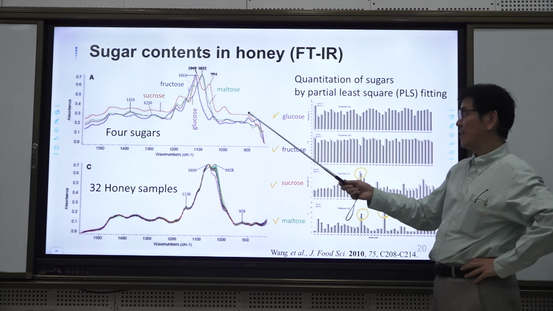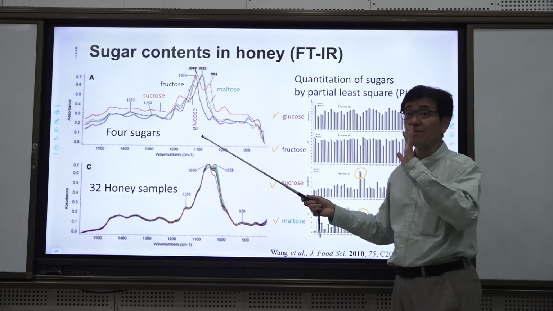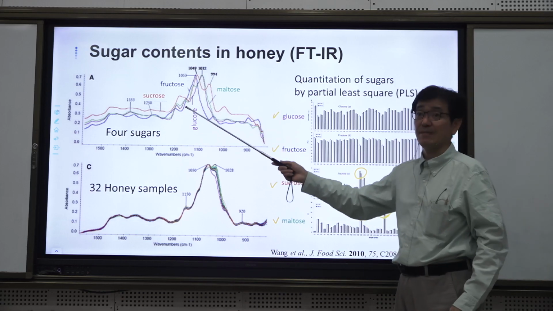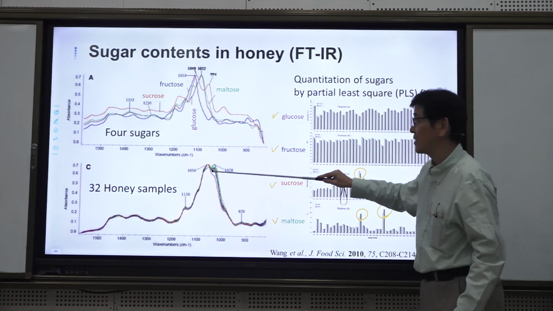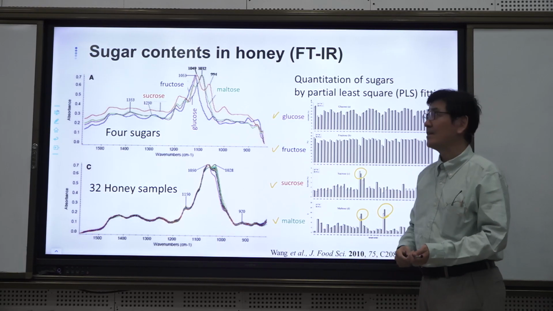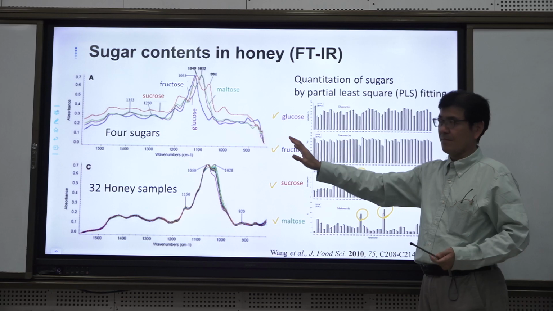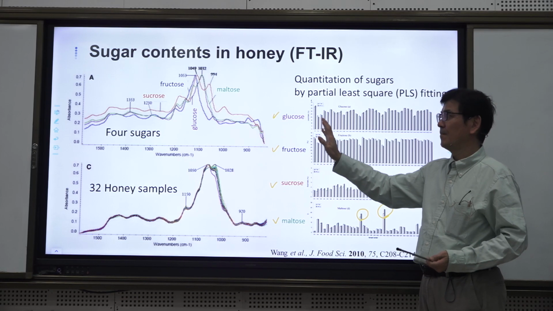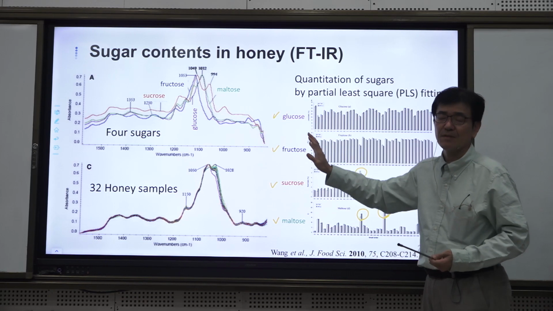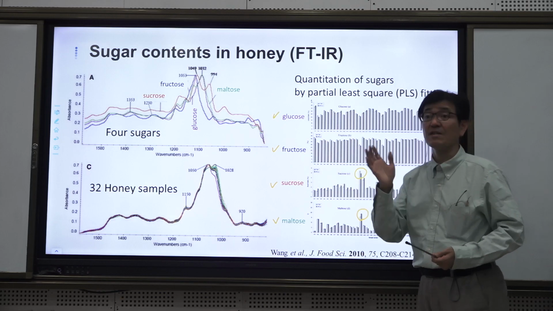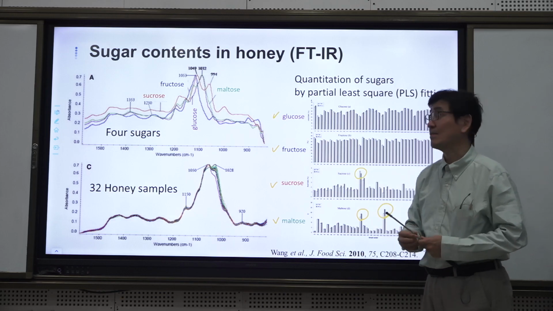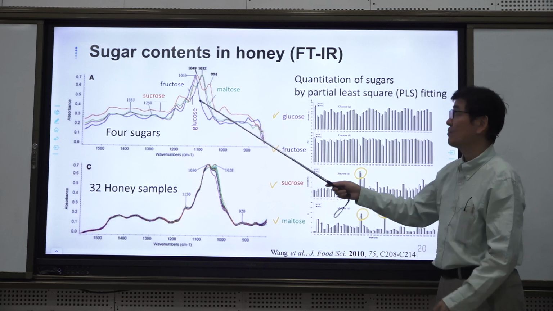You see, in this case, we have no knowledge. We do not need to clarify the peak assignment. In this case, they only consider the intensity pattern difference. Okay, so this is one of the methods to utilize vibrational spectroscopy. Without any knowledge about the vibrational assignment, we may use it in this way.